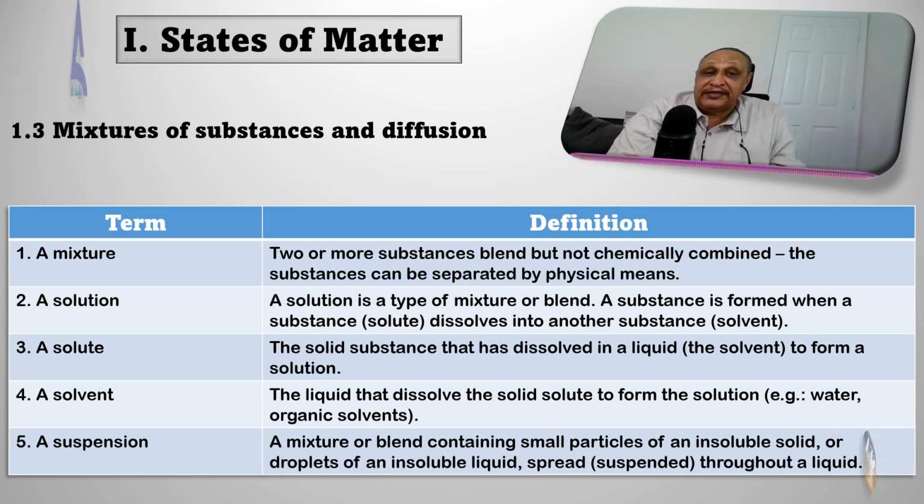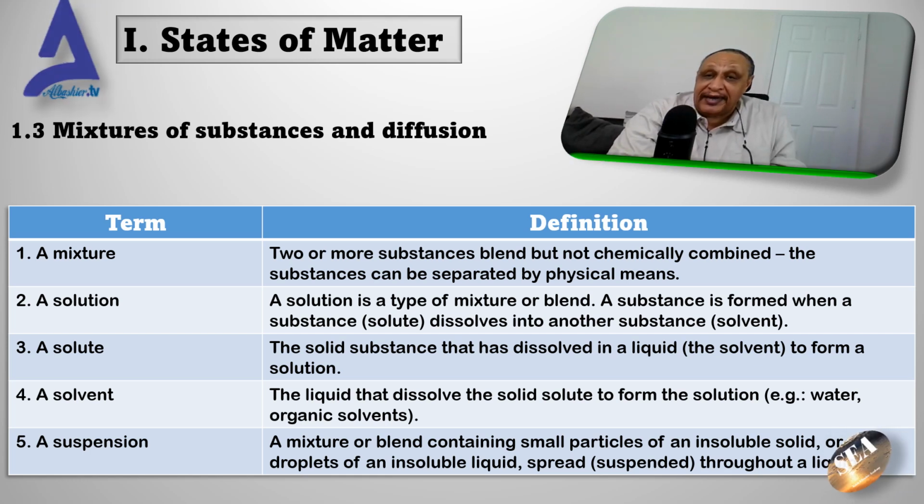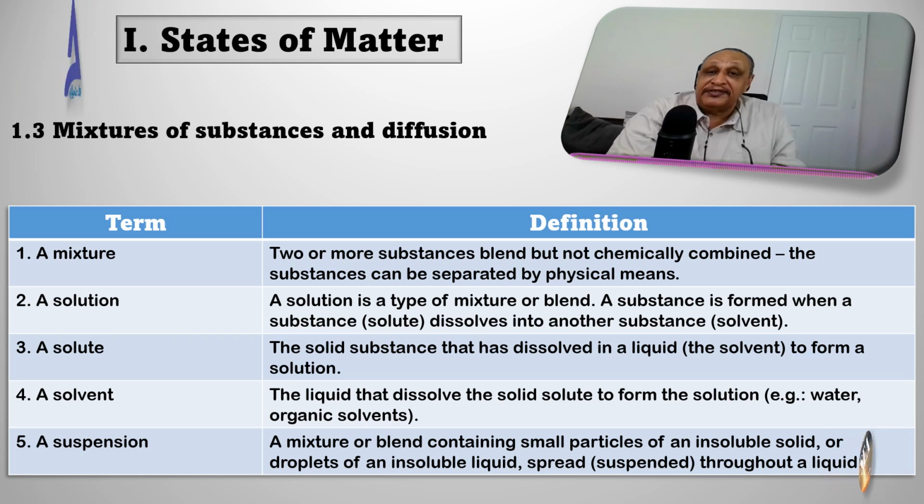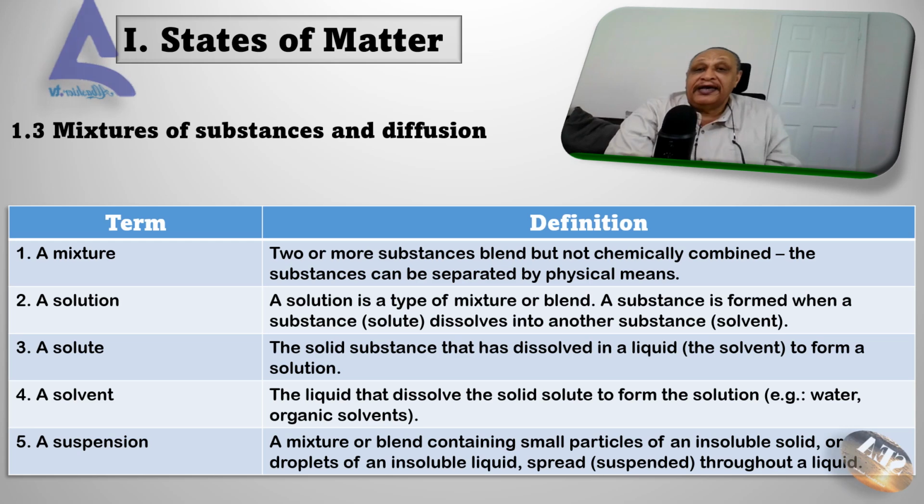A mixture, what does a mixture mean? It is a blend of 2 or more substances, blended but not chemically combined. The substances can be separated by physical means. So this is the definition of a mixture.